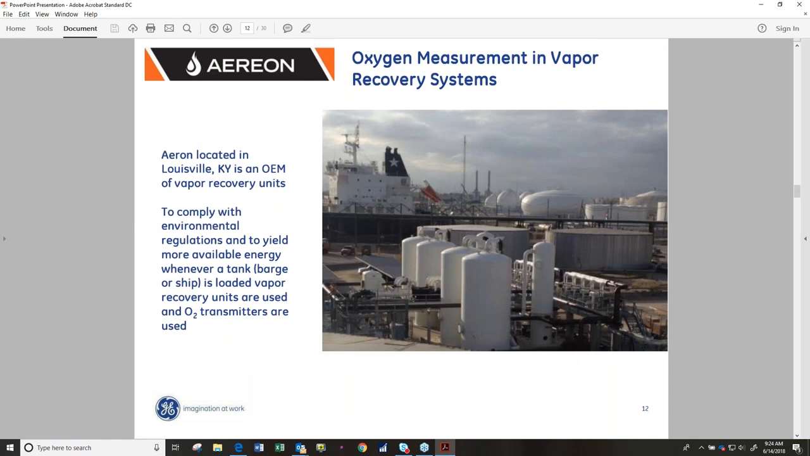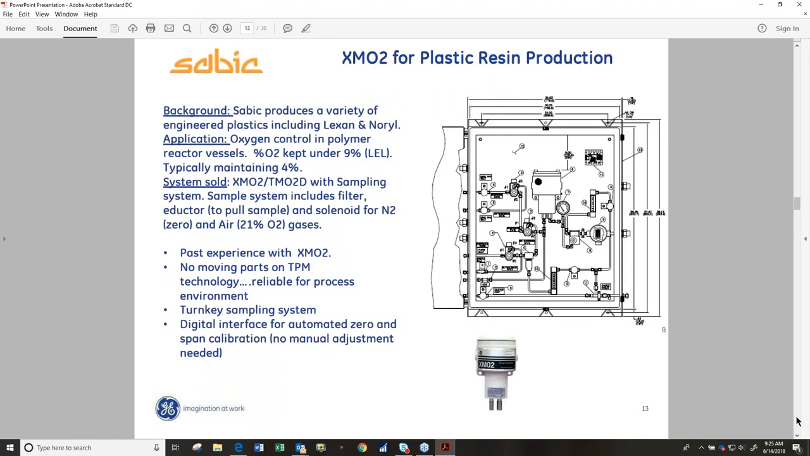Another application is we work with Arion, who makes, in Louisville, vapor recovery units. In a similar vein, oxygen is needed in the vapor recovery, similar to the storage tanks. I'm just going to go to the next slide. And another area would be reactor vessels.